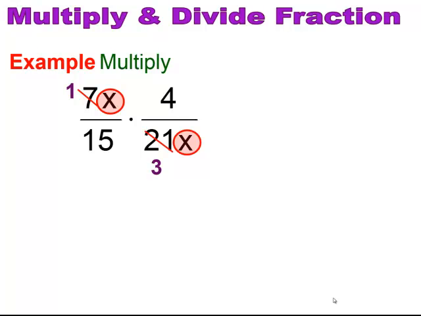But if I have the same variable on the top as on the bottom, I can reduce them out. It's just like common factors, so they're going to cancel out. And then I multiply across, and my solution here would end up being 4 over 45. So if you have the same variable on the top as on the bottom, they can reduce out.